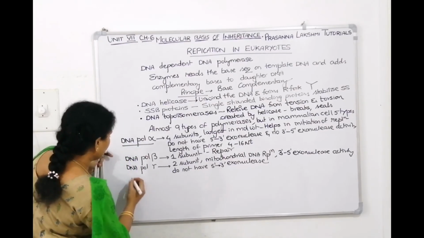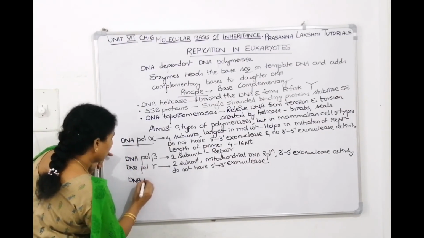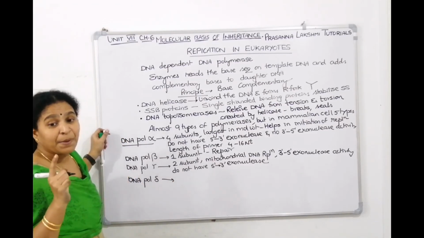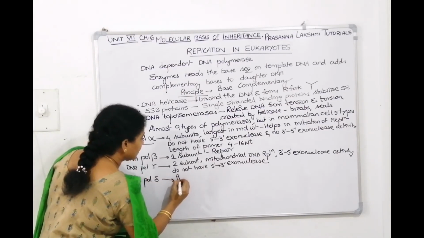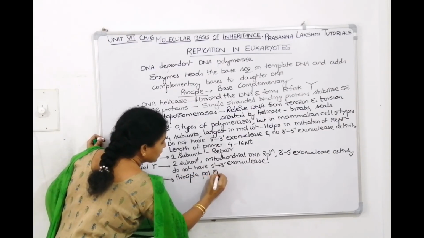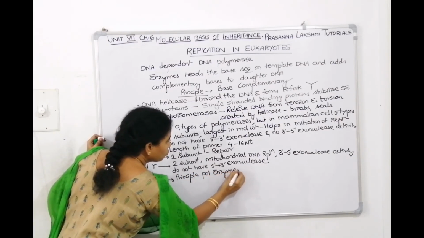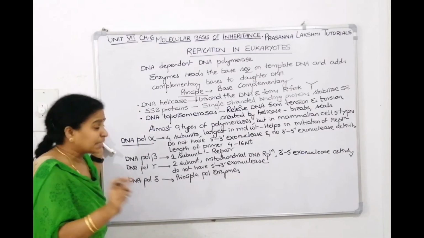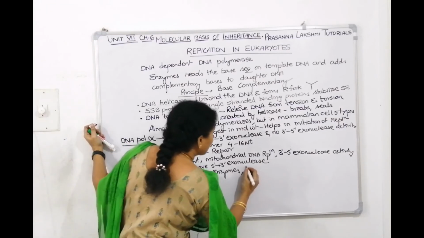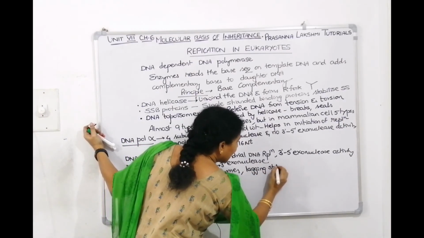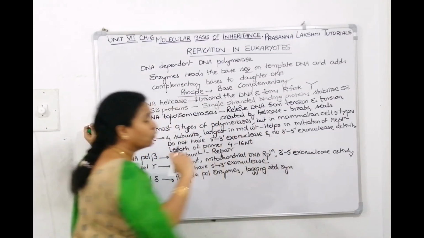Then the next one is DNA polymerase delta. Delta is the principal polymerizing enzyme. We know that there are 2 strands, the leading strand and the lagging strand. Lagging strand synthesis is done by delta.